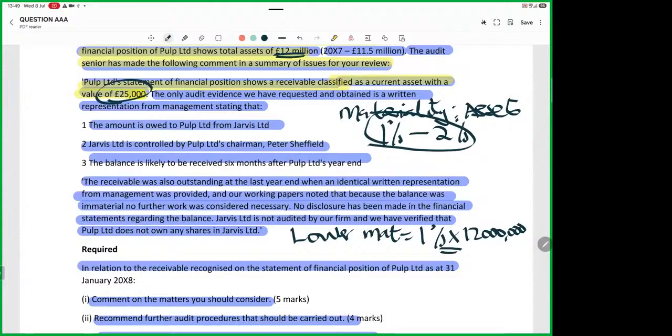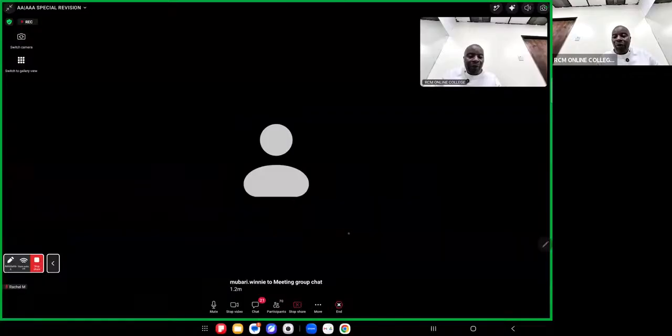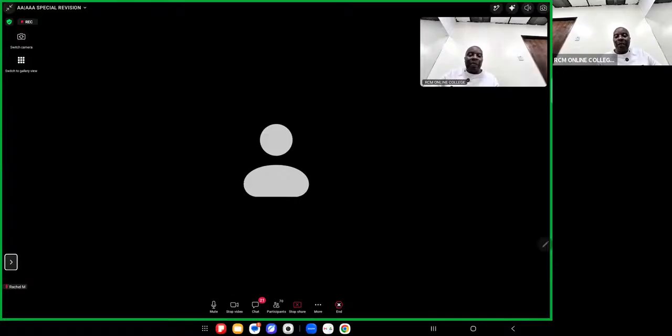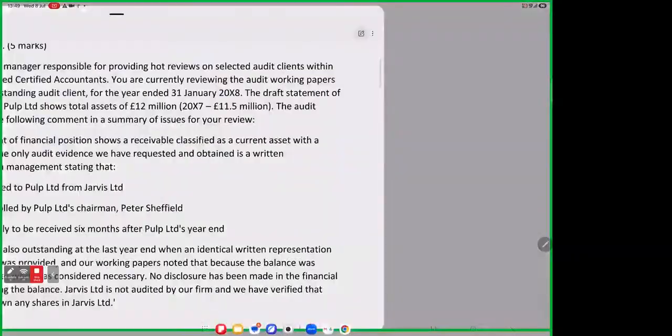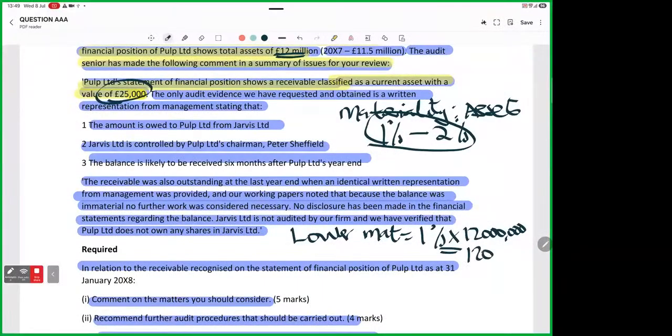Can somebody give me this number? What is the lower materiality? 1% of 12 million. Is it 12,000 or something, or 120? I don't know. 1%. Please use your calculator. 1% of 12 million. Please use your calculator. 120,000. Thank you. So my lower is 120,000.